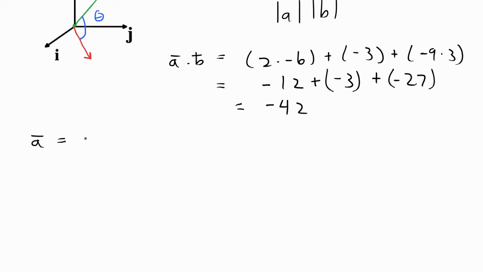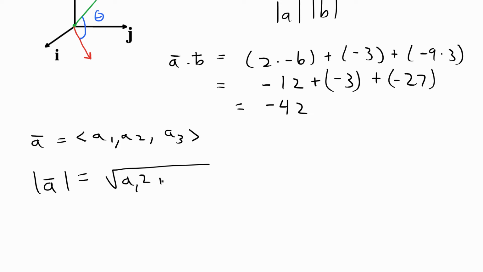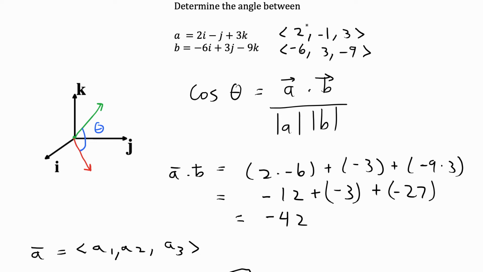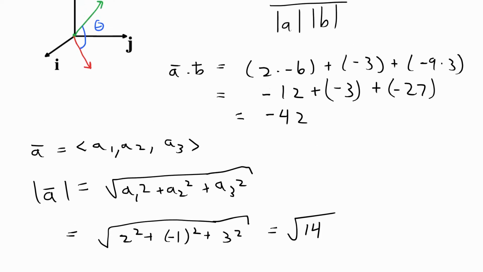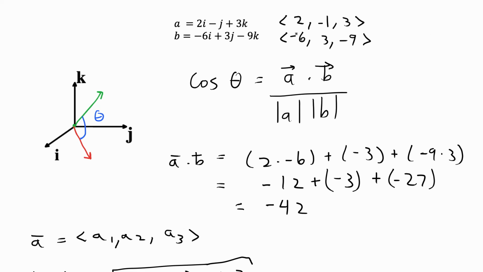If you have a vector A in three dimensions, and the dimensions are A1, A2, A3, then the magnitude of A is going to be equal to the square root of A1 squared plus A2 squared plus A3 squared. So for our vector A, that's going to be 2 squared plus -1 squared plus 3 squared under the square root, which is equal to the square root of 14.